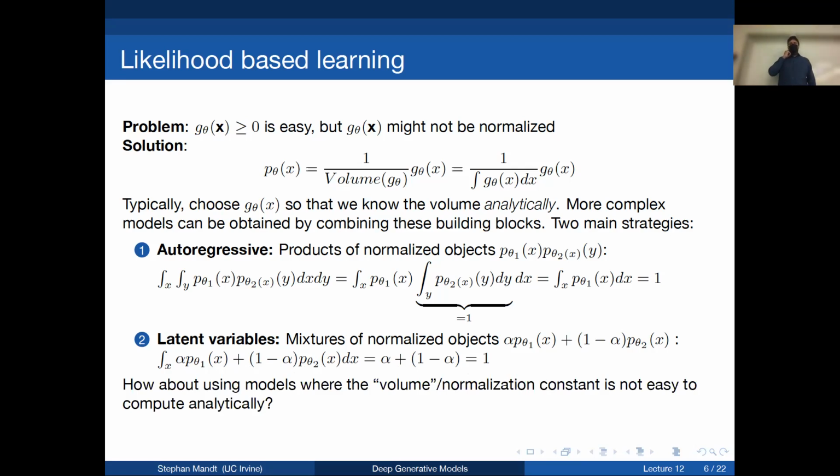But how about using models where this normalization constant is not as easy to compute, or maybe even impossible to compute? Maybe that would open up a totally richer family of models that are very expressive and very useful in practice. So we want to talk about strategies of designing or parameterizing densities over data while we're not explicitly able to compute the corresponding normalization constants. Those are called energy-based models.